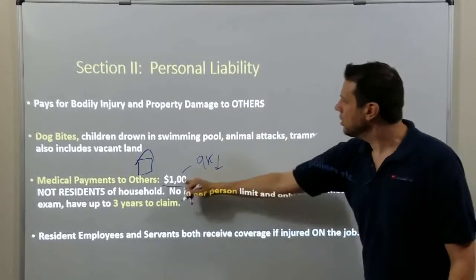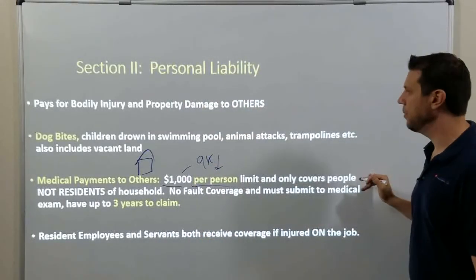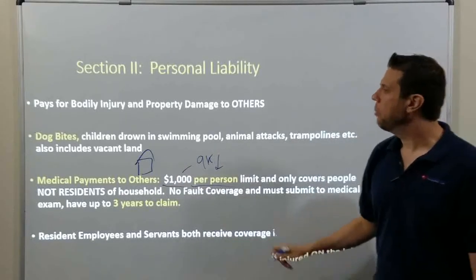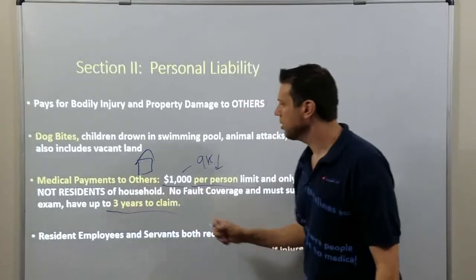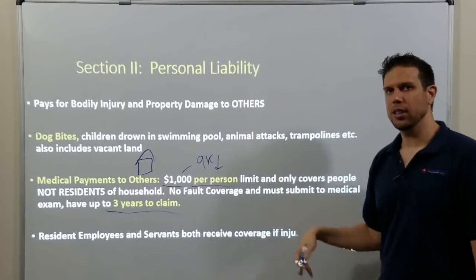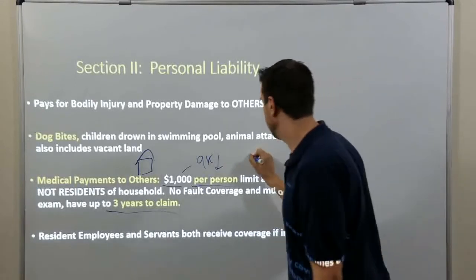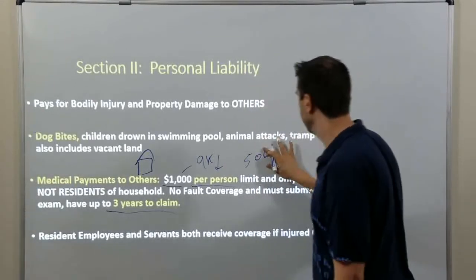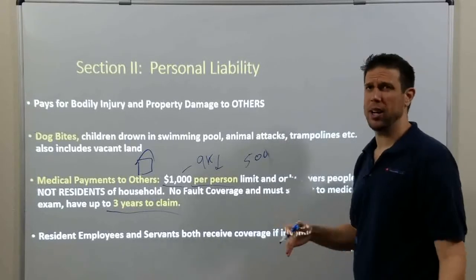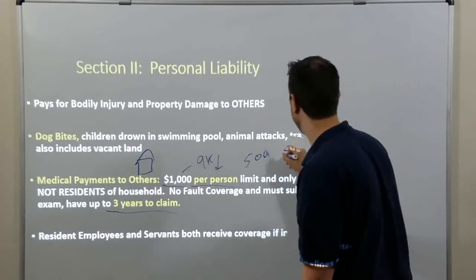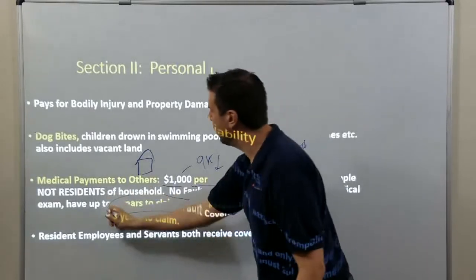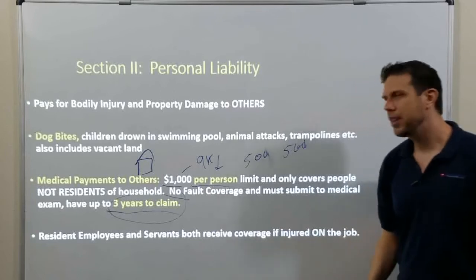So it'll pay up to $1,000 of medical bills per person to other people, not you. They will have up to 3 years to get their $1,000. Let's say they use $500 the day after they got hurt. Then 2 years later, it gets infected. They can use the other $500 for medical bills later. You have 3 years to collect your medical payments.